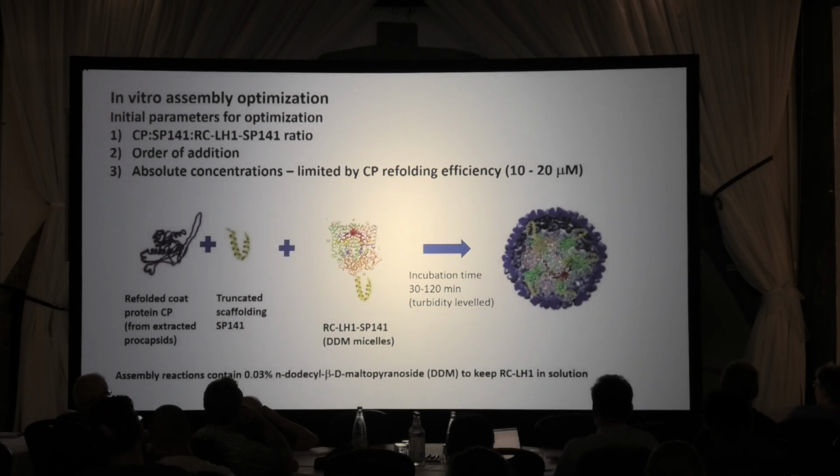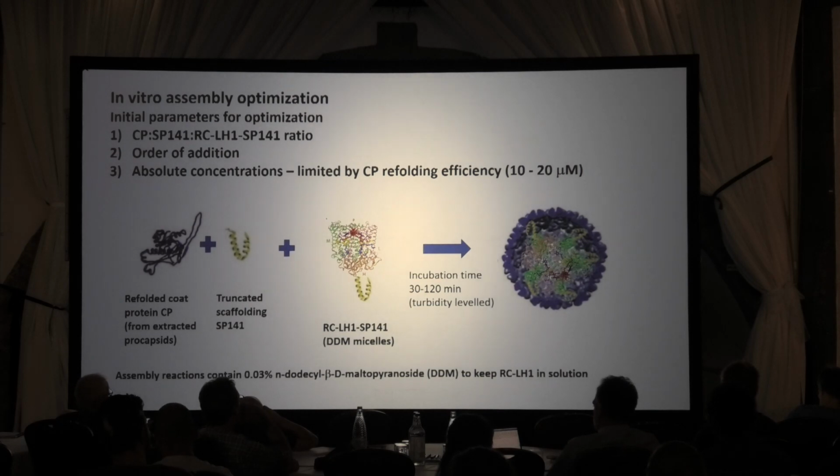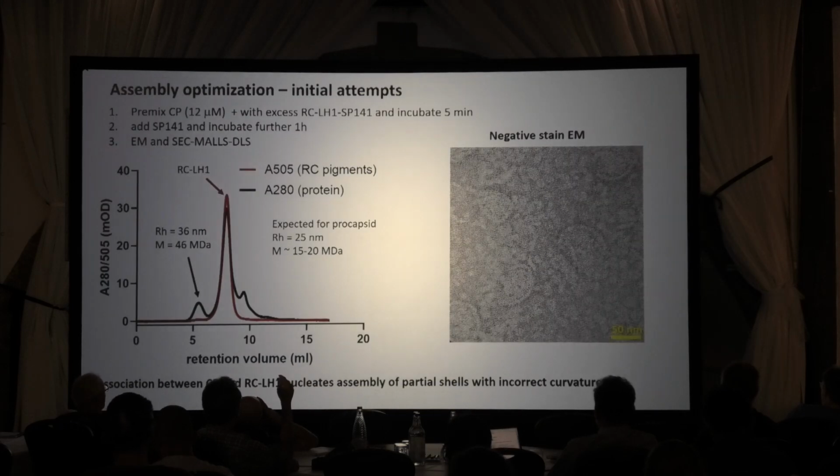How much extra do you have? Do you have a 1-to-100 ratio between the reaction center and the rest of the components, if you want about one or two per capsid? And then the absolute concentration, which is always limited by the coat protein solubility, so it's in the micromolar range, so we can't really go very high. And then mix it and see what happens.